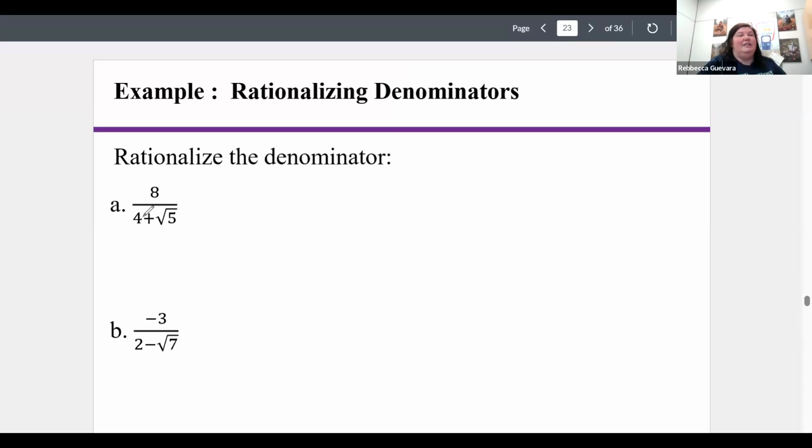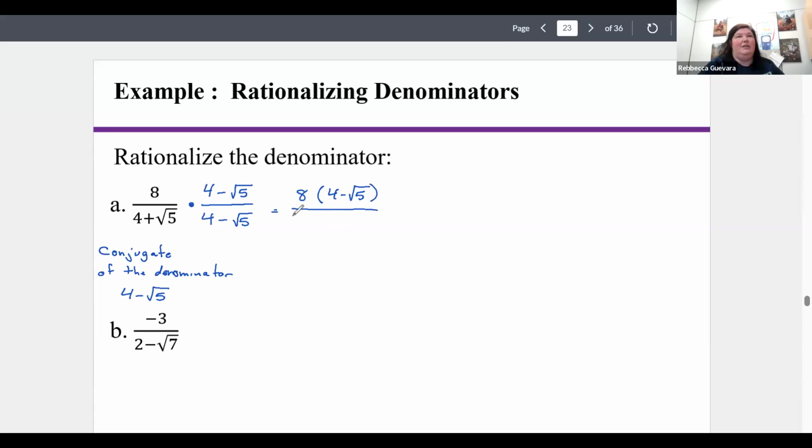All right, so we have 8 divided by 4 plus the square root of 5. So the conjugate of the denominator, because that's what we need, would end up being 4 minus square root of 5. So we're going to multiply the numerator by 4 minus square root of 5 and the denominator by 4 minus square root of 5. We're going to end up with 8 times 4 minus square root of 5 on top, and on the bottom we end up with 4 plus square root of 5 times 4 minus square root of 5.